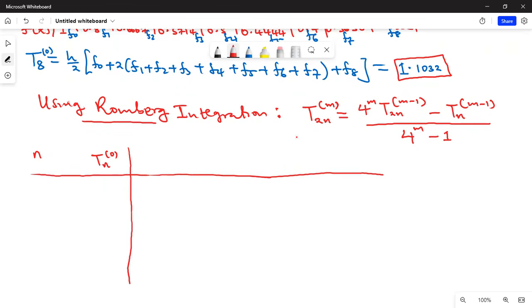So what we do is write the values of the subdivisions in the first column, that is on the left, and also the initial estimates that we found using the trapezoidal rule. So when n is 1, what is T1 at level 0? We got 1.3333. That's what I write here. The next was when n is 2. Our answer, T2 at level 0, was 1.1667.